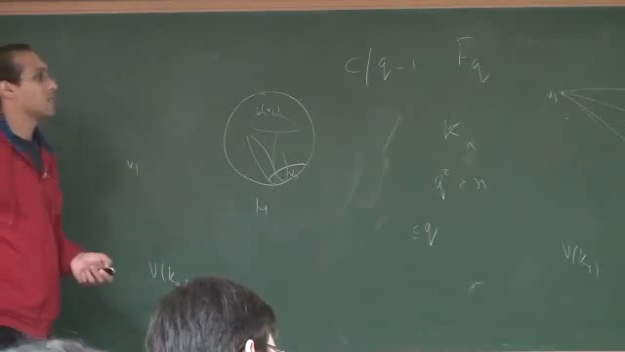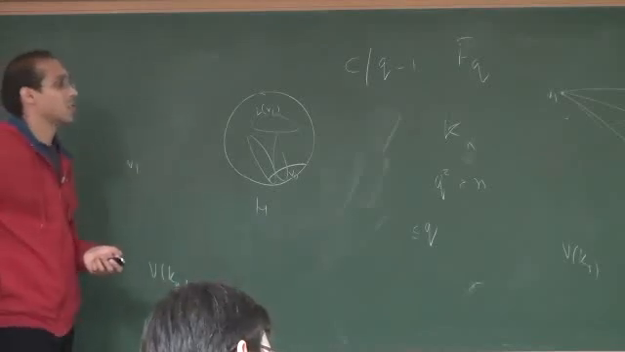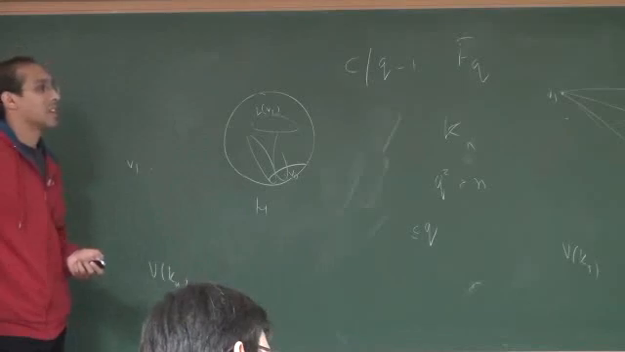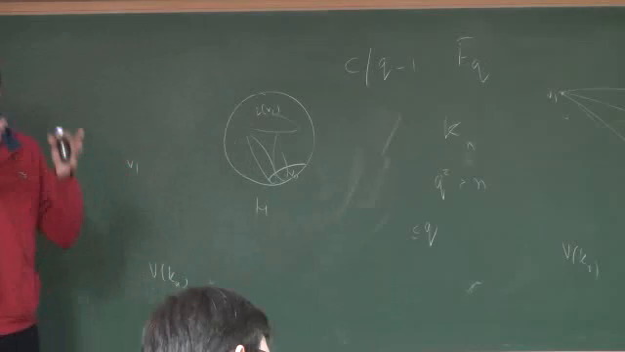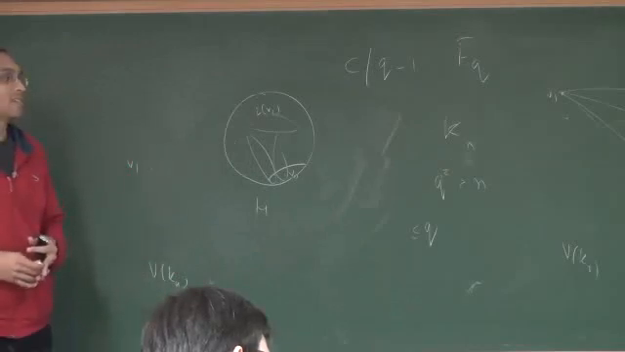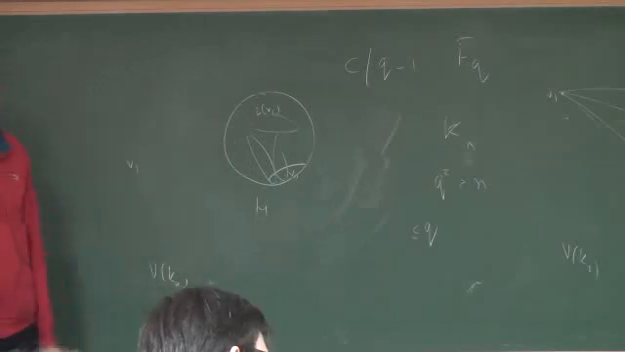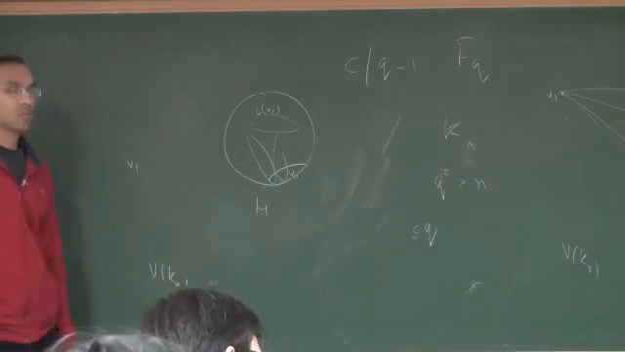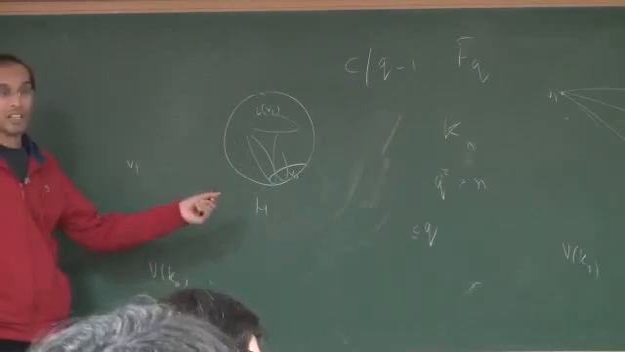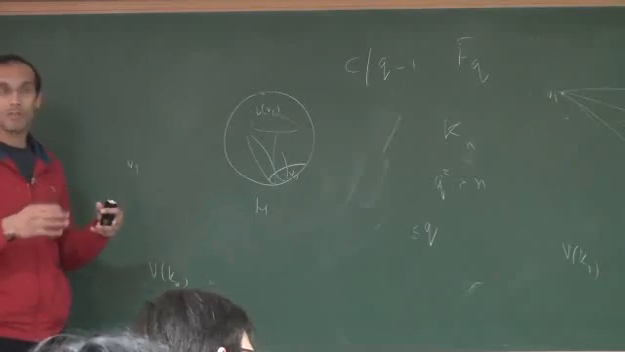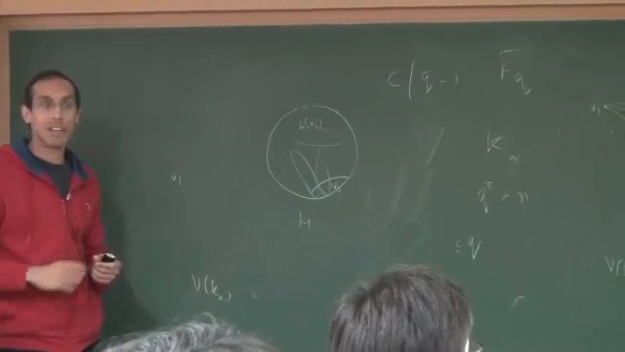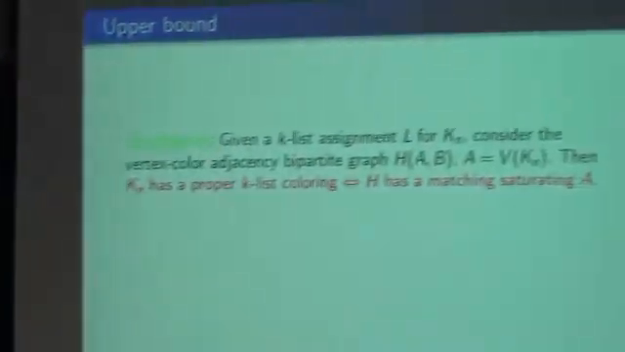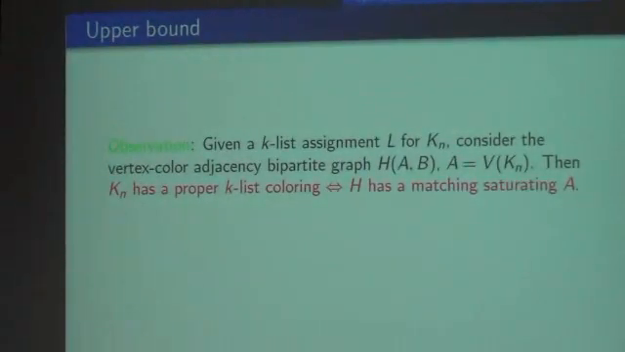For the upper bound, as we saw, you take the vertex color adjacency graph, which is a bipartite graph, and it's an observation that K_n has a proper K-list coloring if and only if our auxiliary graph has a matching which saturates A, which is the vertex side of the bipartite graph.